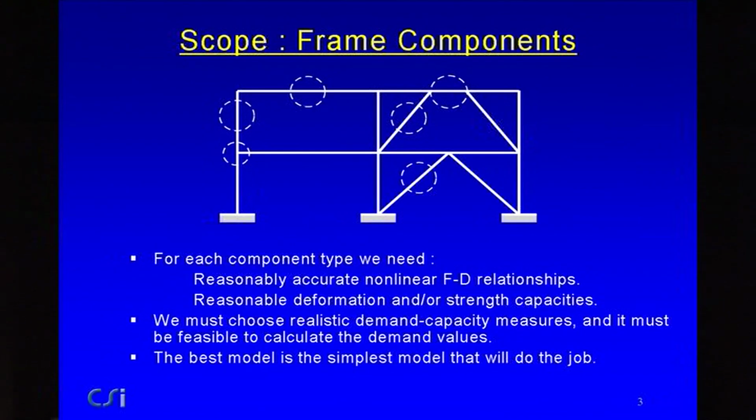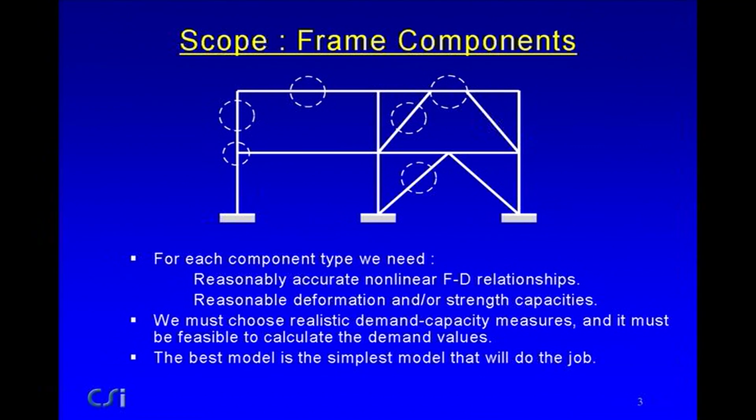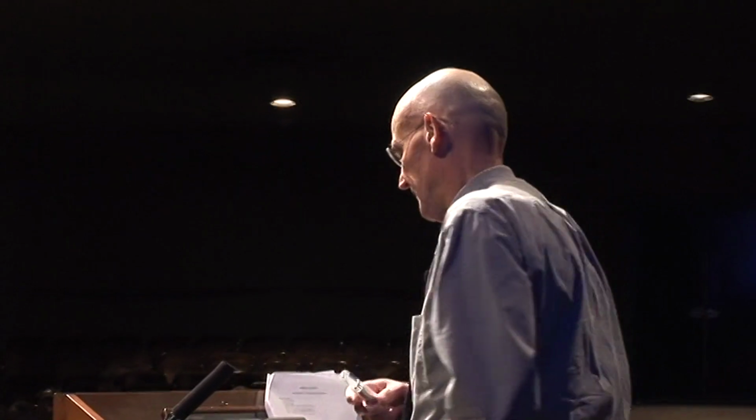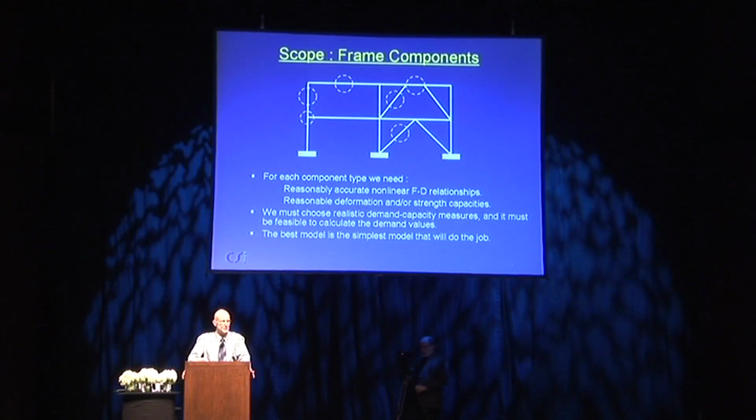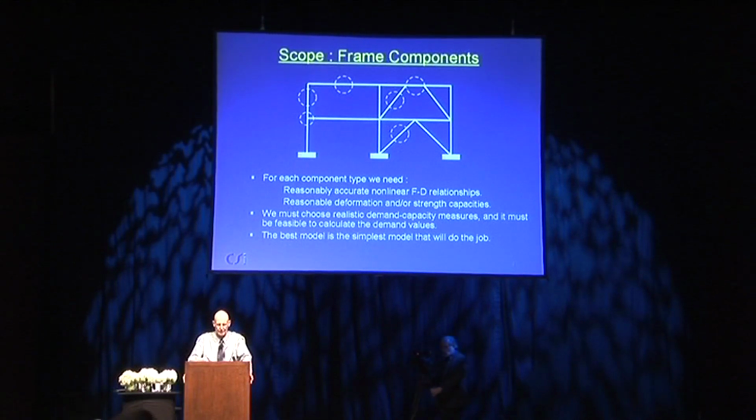The scope, we're talking about frame components: beams, columns, coupling beams, diagonal braces, and also beam to column connections. There's a number of different component and element types. And for each component type, and hence for each element type, and hence for the structure as a whole, there's a couple of important things that we need.